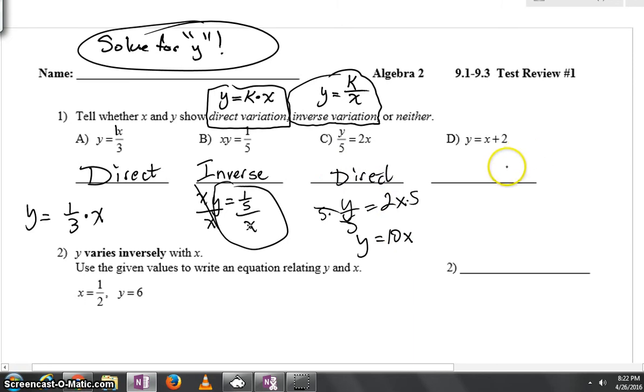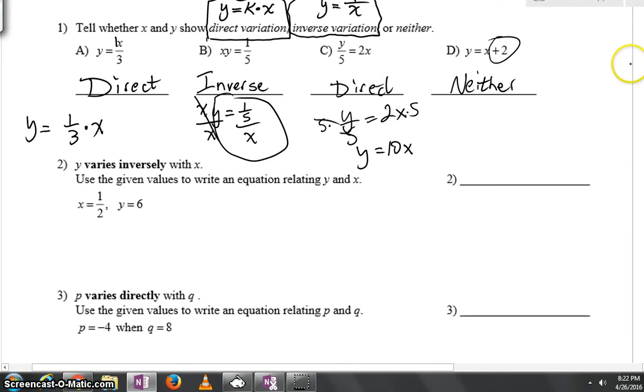For letter D, anytime you see an addition or a subtraction, the game's over for any type of variation. You can't have direct or inverse variation. Plain and simple, we have neither.